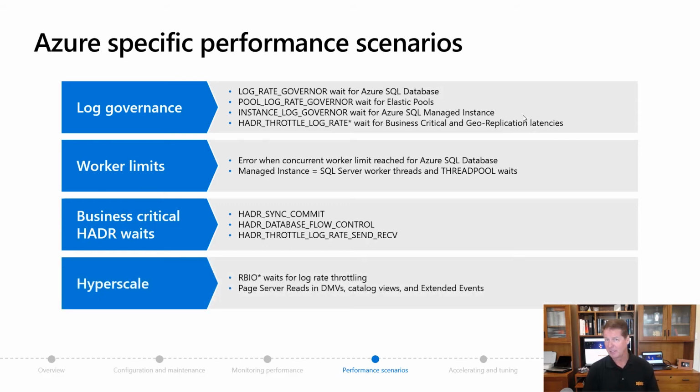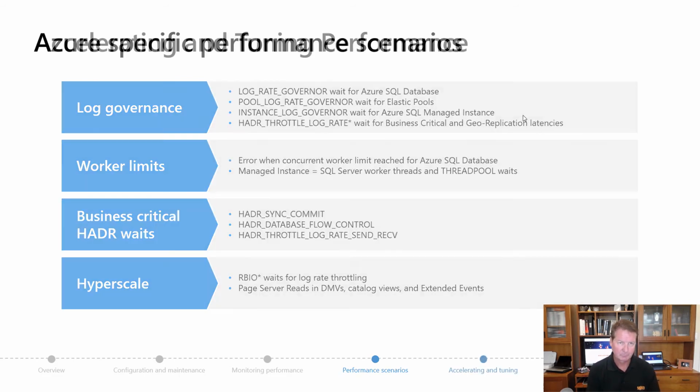And then finally, Hyperscale, with that unique architecture, brings some interesting problems and scenarios to it, depending on how we're scaling. So log throttling could look like something called an RBIO wait, because we're waiting on those cache scenarios in your architecture. And page servers have an impact on what you're doing in Hyperscale from an I/O perspective. So we expose diagnostics in our DMVs, catalog views, and extended events specifically towards the page server read type architecture. So those are some of the interesting specific scenarios to Azure that you may not see in SQL Server.